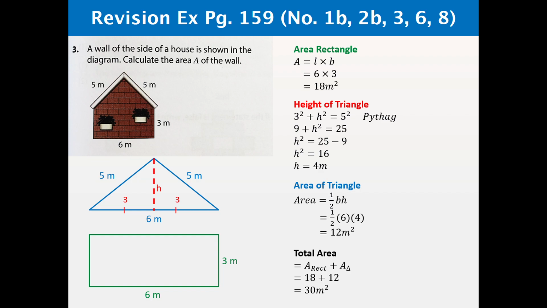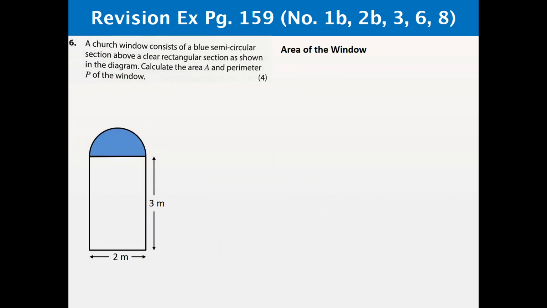Alright, then number 6. Number 6 looked like this. It said a church window consists of a blue semicircular section above a clear rectangular section as shown in the diagram. So this whole thing is the window. They want you to calculate the area and they want you to calculate the perimeter. So I'm just going to split these two up for a second. I'm going to move my little semicircle up.